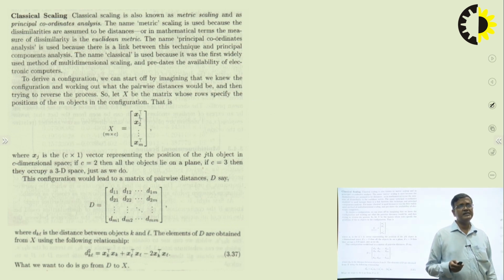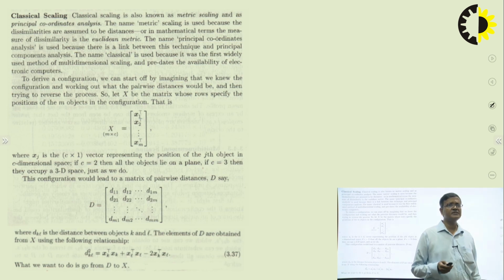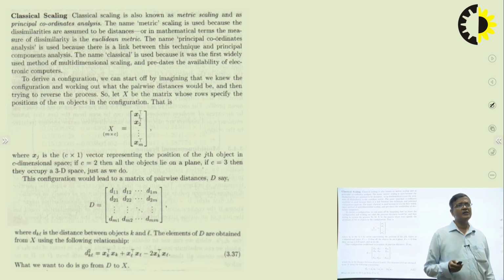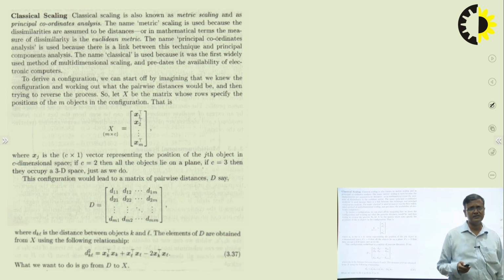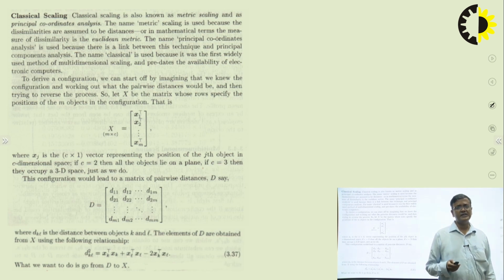So coming to the details of classical scaling, it is also known as metric scaling. The name metric scaling is used because the dissimilarities are assumed to be distances or Euclidean distances. The name principal coordinate analysis is also used, because there is a link between this technique and principal component analysis. To derive a configuration, we have to start off by imagining that we know the configuration. Because we don't know the configuration, we have to reach the configuration from the dissimilarities matrix.